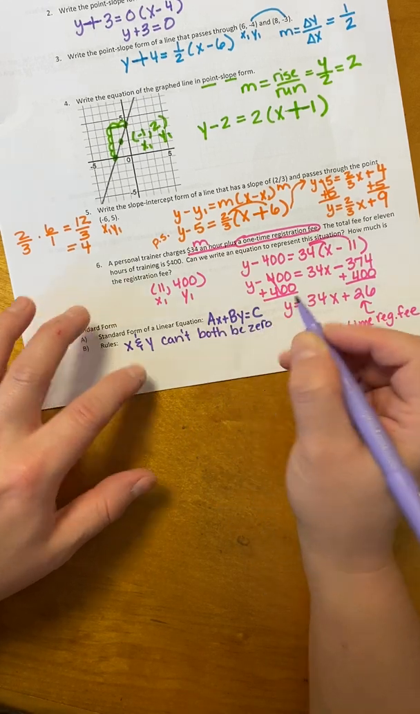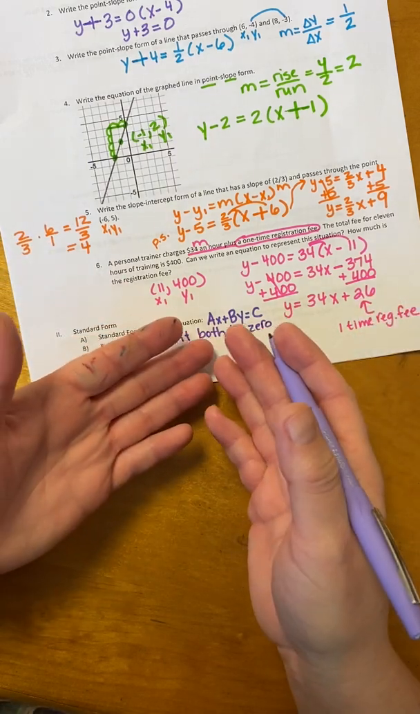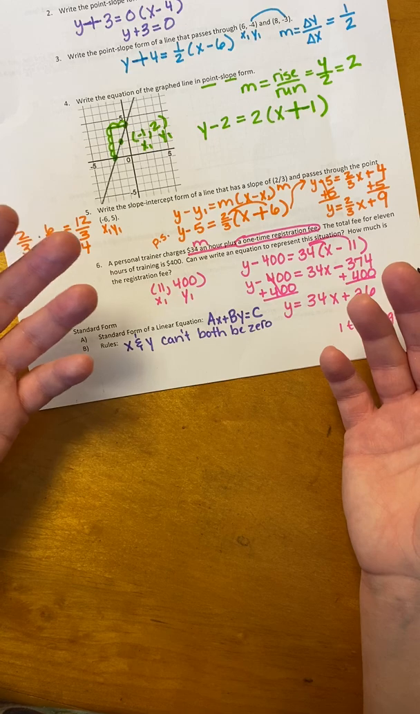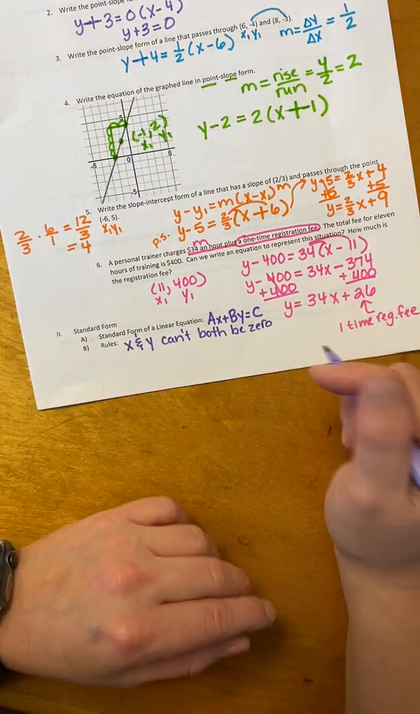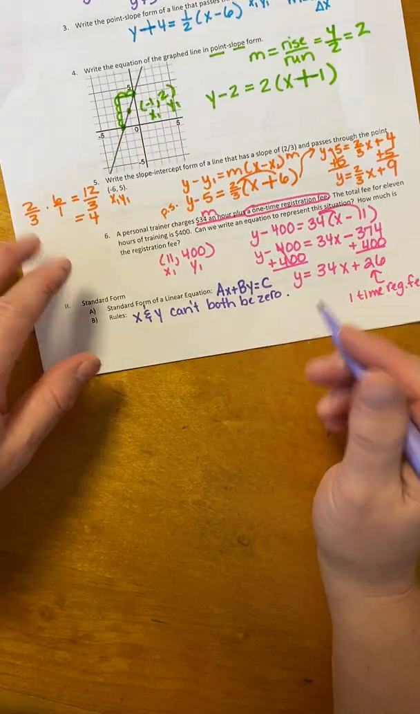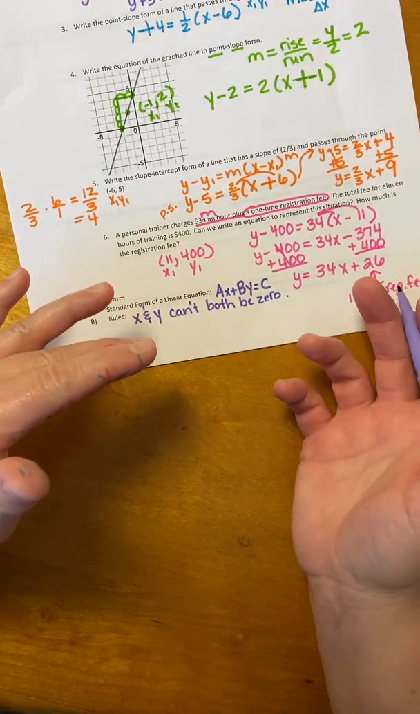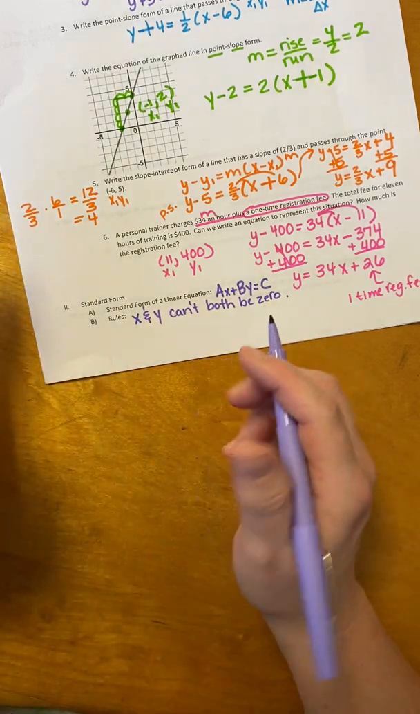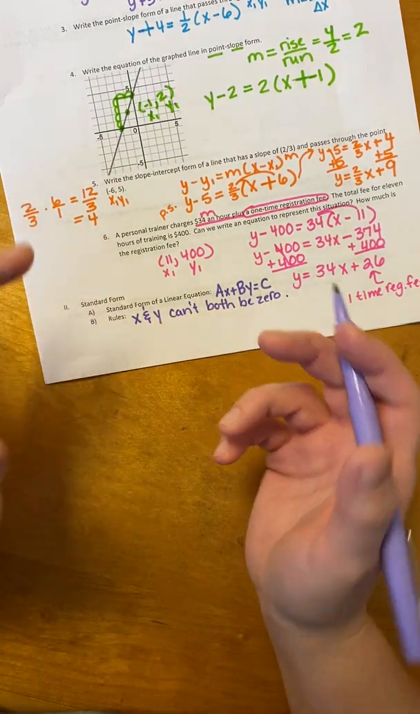If they were both 0, you don't even have an equation. There wouldn't be anything over there but 0. I guess you'd have an equation, but it'd be 0 equals 0, which is true. So you've got to have at least one x or one y, or it can't happen. All right, the next rule, a, b, and c cannot be decimals or fractions. They've got to be integers.